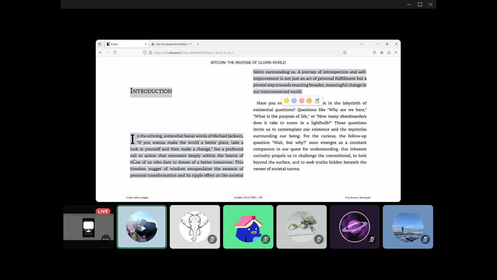Introduction. In the echoing, somewhat banal words of Michael Jackson, "If you want to make the world a better place, take a look at yourself and then make a change," lies a profound call to action that resonates deeply within the hearts of those of us who dare to dream of a better tomorrow. This timeless nugget of wisdom encapsulates the essence of personal transformation and its ripple effect on the societal fabric around us. A journey of introspection and self improvement is not just an act of personal fulfillment, but a pivotal step towards enacting broader, meaningful change in our interconnected world.